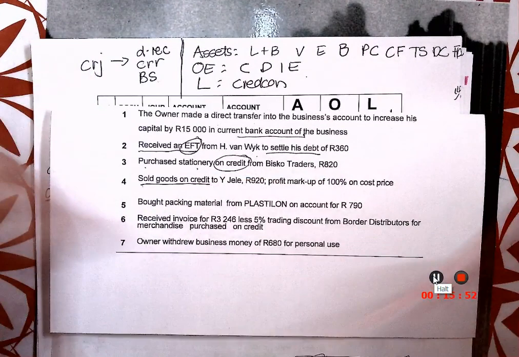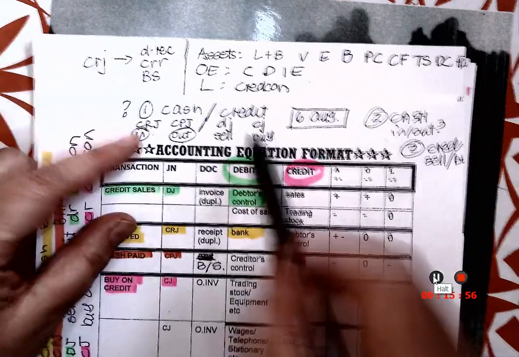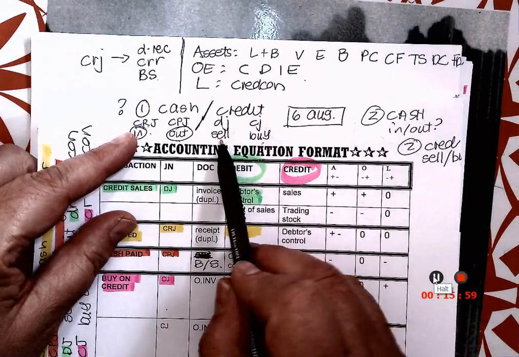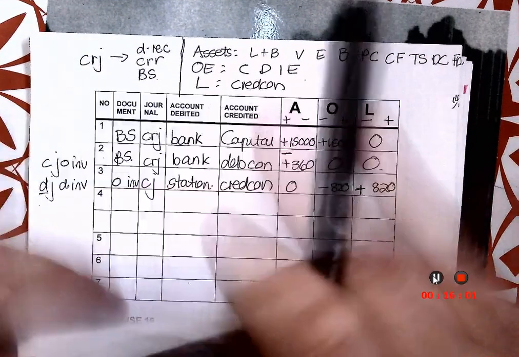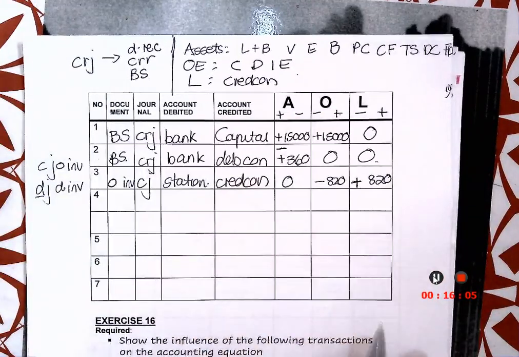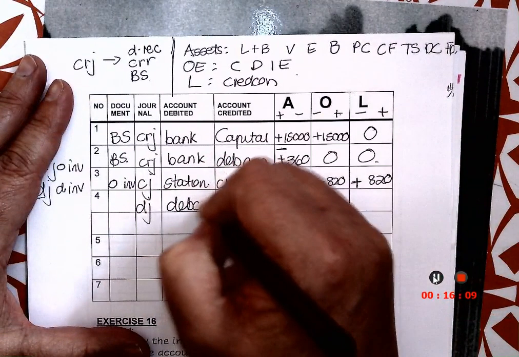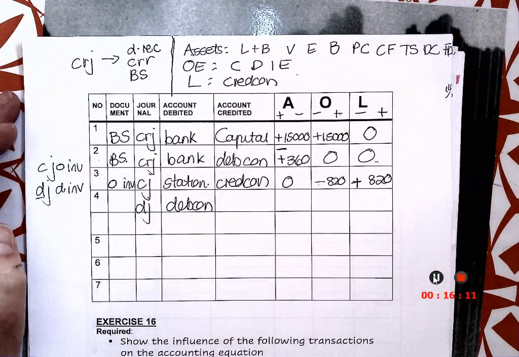So I see it says I sold goods on credit. So I know it's credit and I sell. So it's a DJ. And a DJ is a DDD. So I know DJ, debtors control, debit.